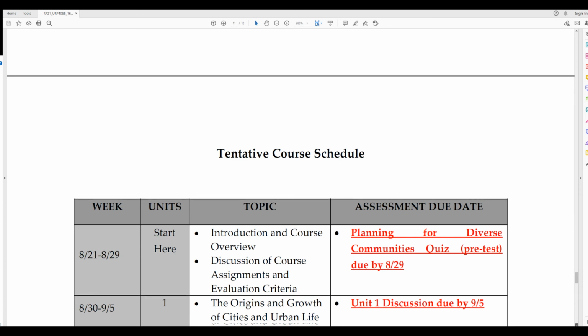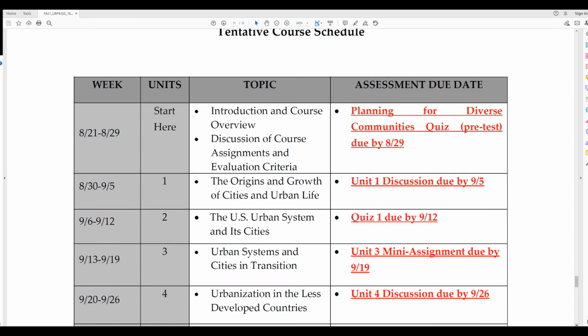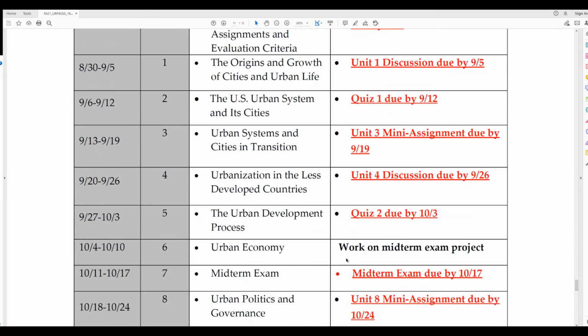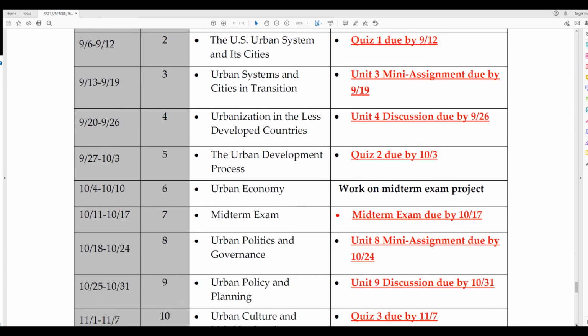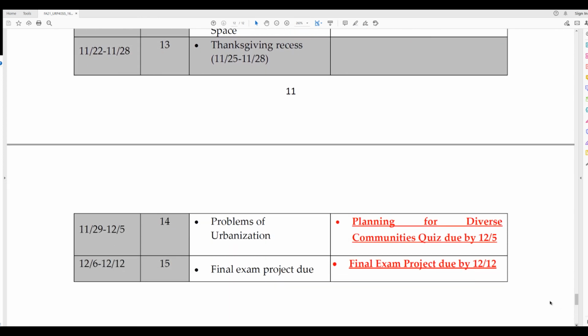So the course schedule is tentative, but for each unit we're going to cover pretty much the set information as noted on the syllabus in this table. Please pay attention to the deadlines for each week about what is due. Like what I mentioned, except this week, you don't have anything due. For all the other weeks, you have something due, except Thanksgiving for sure. We don't have anything then. But after Thanksgiving, we have a quiz and a final exam project due.